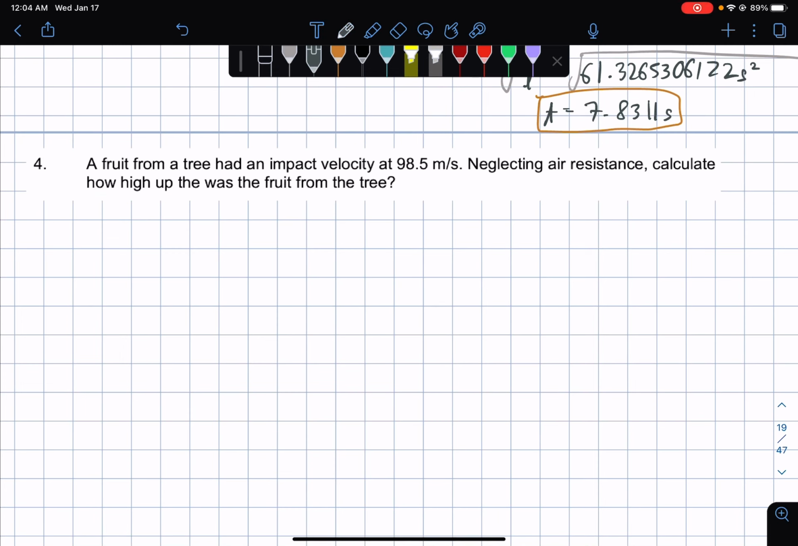Anyways, fruit from a tree had an impact velocity. So impact velocity is, in other words, final velocity. How do I know that? So you just think about it. By the time an object hits the ground, the final velocity is usually what we have in mind. It's not the initial. So yeah, that's the final velocity. Neglecting air resistance.